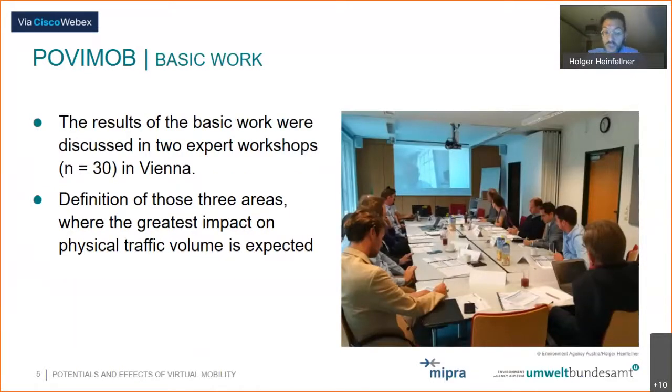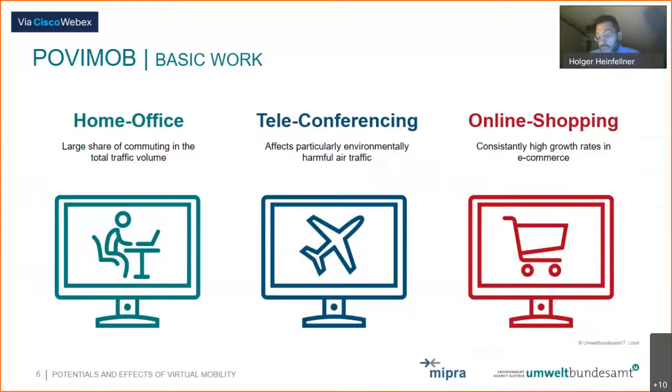We started with a comprehensive research on present and future areas of application, and based on this research, we carried out 2 stakeholder workshops in Vienna in order to discuss all these options and to define those 3 areas where the greatest impact on physical traffic volume is expected. Little surprisingly, it was on the one hand home office, due to the large share of commuting in the total traffic volume. It was on the other hand teleconferencing, particularly because it affects the especially environmentally harmful air traffic. And the third was online shopping, due to constantly high growth rates in e-commerce.